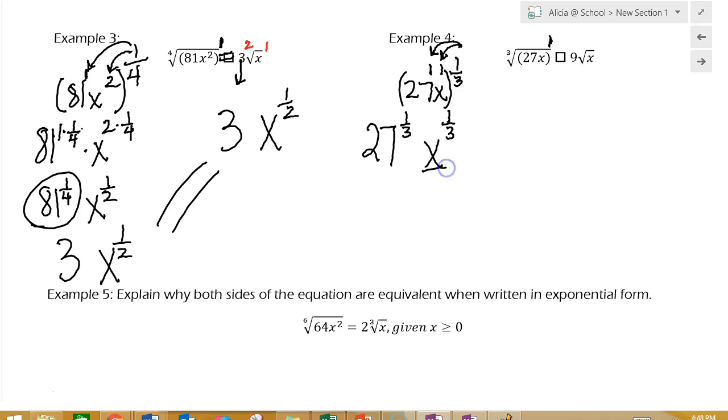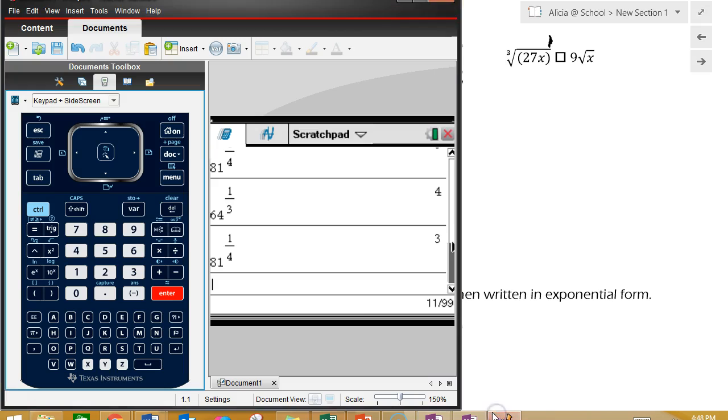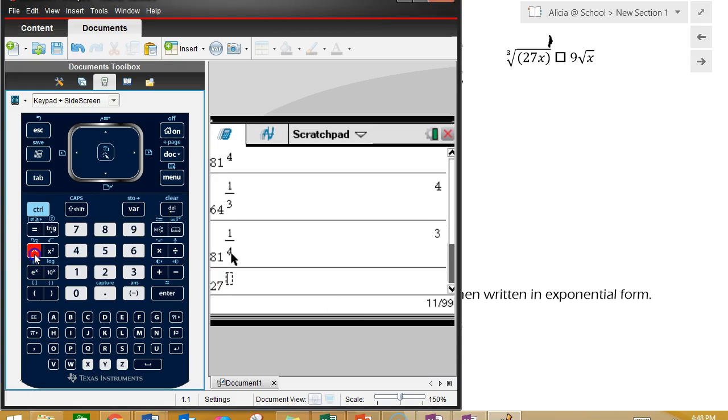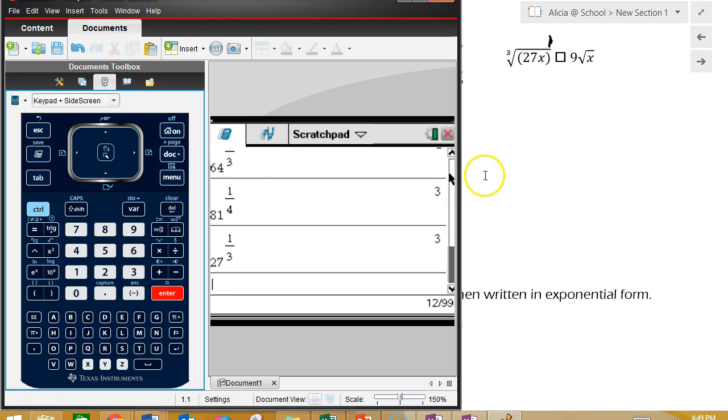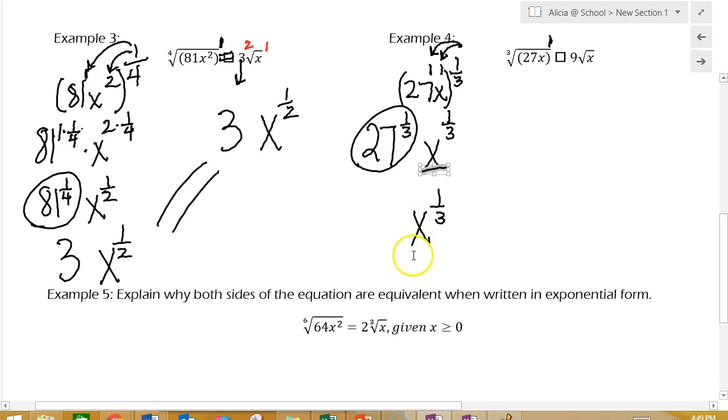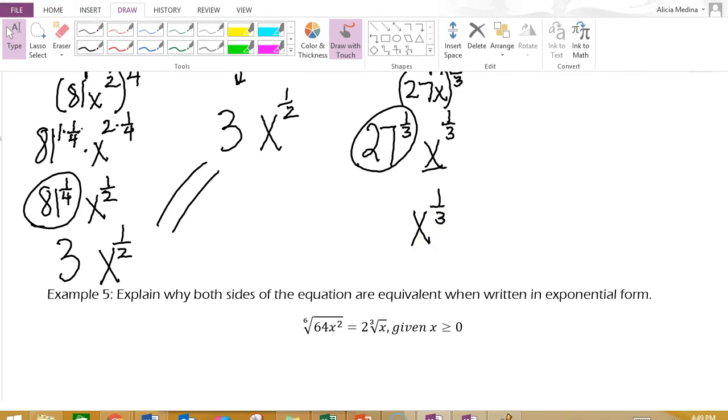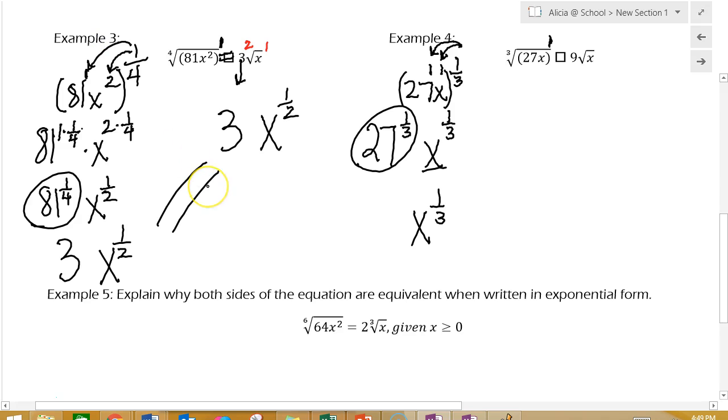I don't know this base, so I know my x to the 1/3 can be brought down, but I do know what this base is. So I'm going to go ahead and plug that into our calculator. So 27 raised to the 1/3 power is 3. So 3x to the 1/3 I have on the left side.